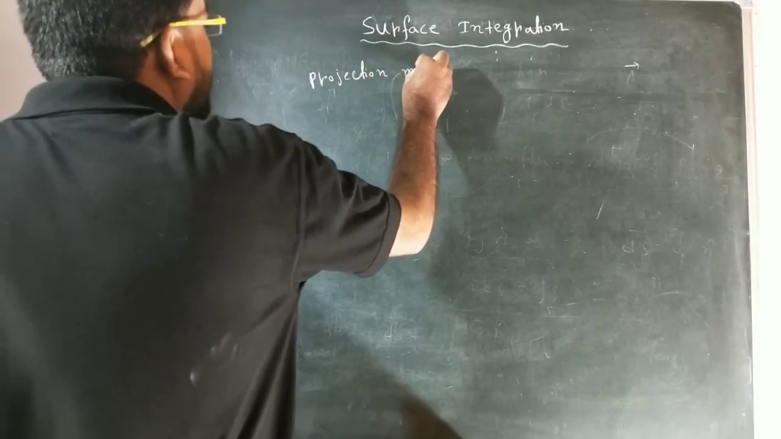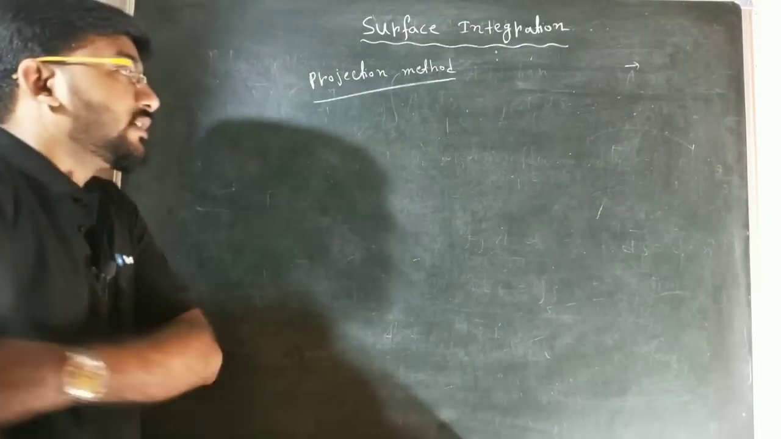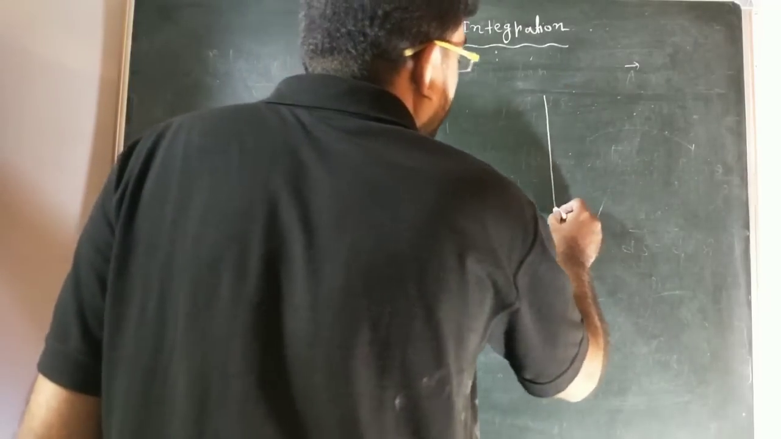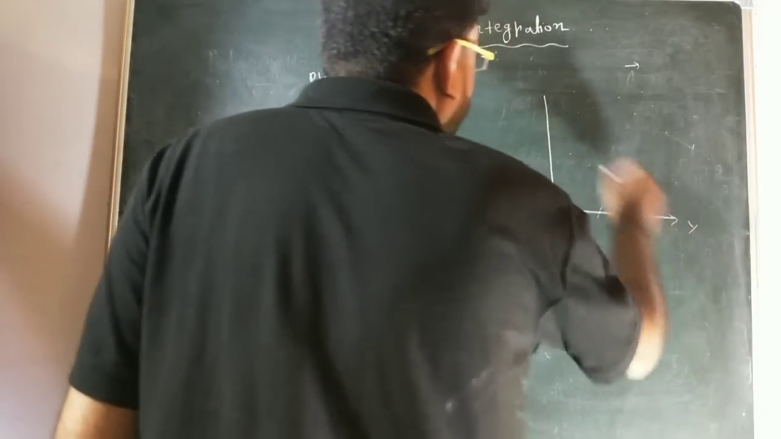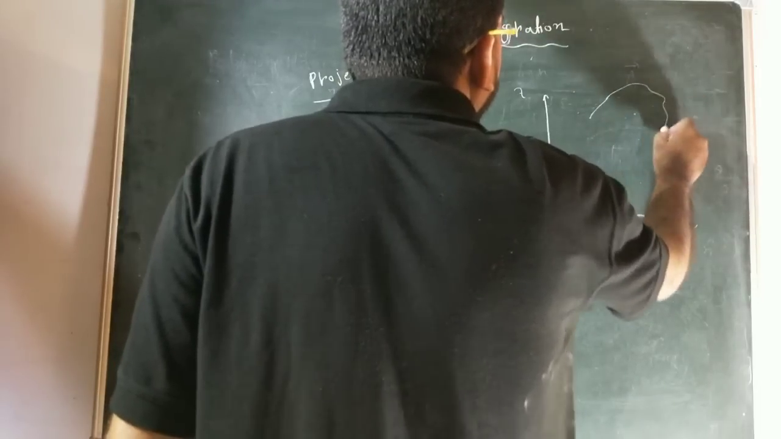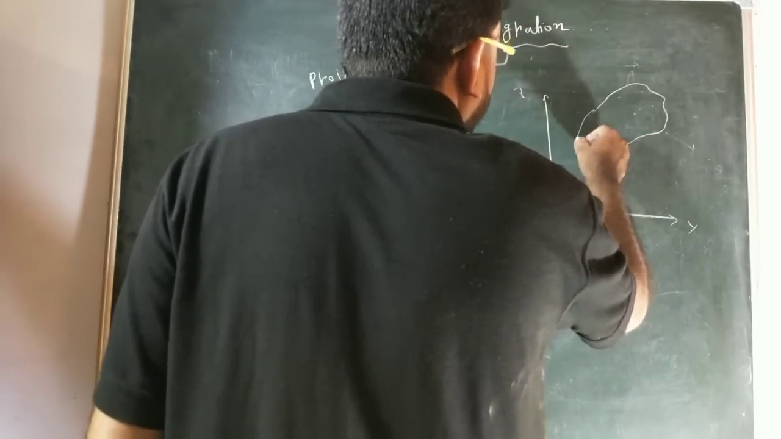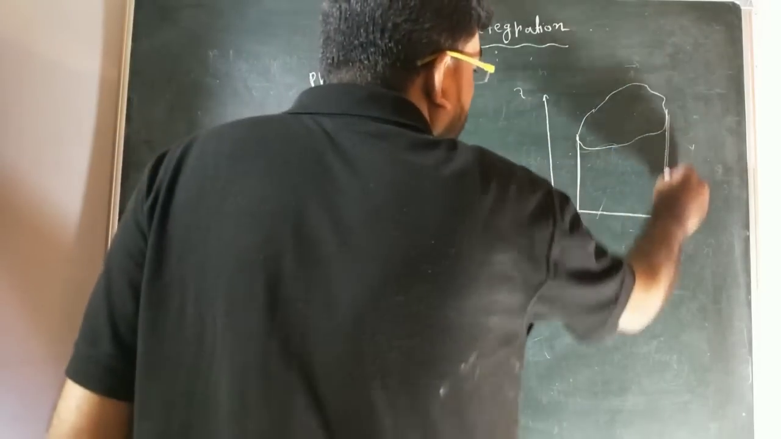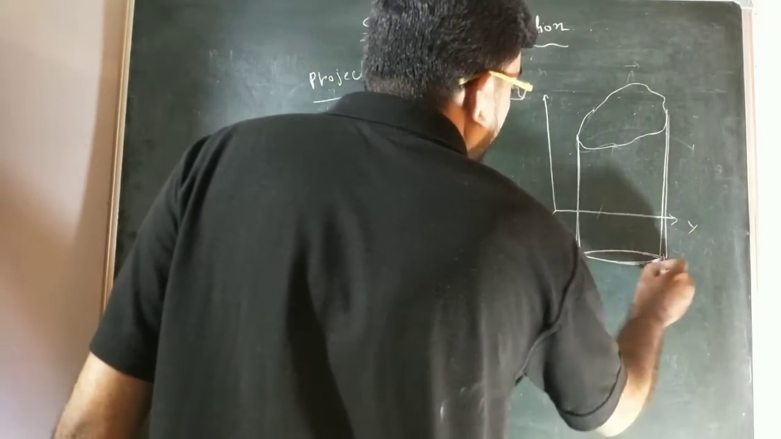Okay, so how you can solve surface integration by using the projection method, let me discuss. First, let me choose a coordinate system xyz like this, and suppose there is a surface like this, an irregular surface, an irregular cylinder kind of situation, and this is the xy plane.